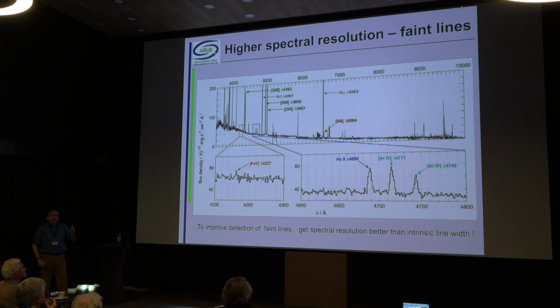So if you want to have very faint lines, emission lines, then it can be helpful to go to higher spectral resolution. Okay, so what we do, because we want to have relatively high spectral resolution, but also a large free spectral range.